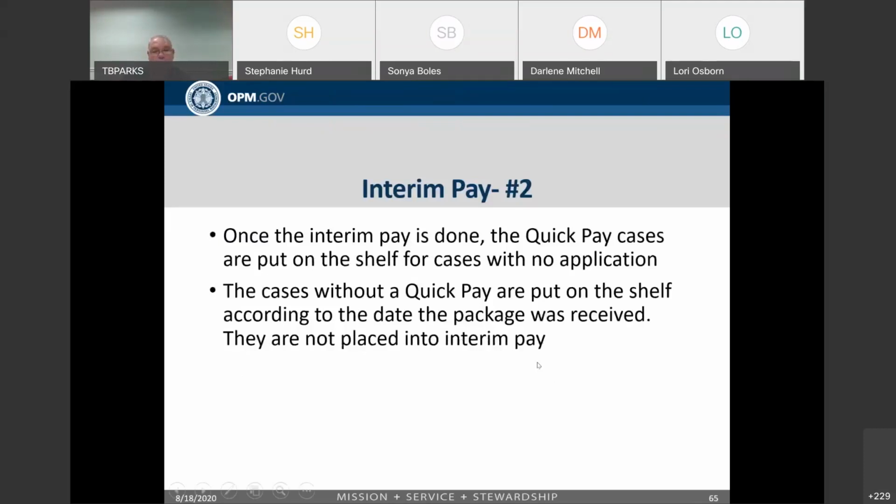After interim pay, the quick pay cases would be put on the shelf for cases where we don't have an application. And the cases without quick pay are put on the shelf according to the date the package was received. They are not placed into interim pay.